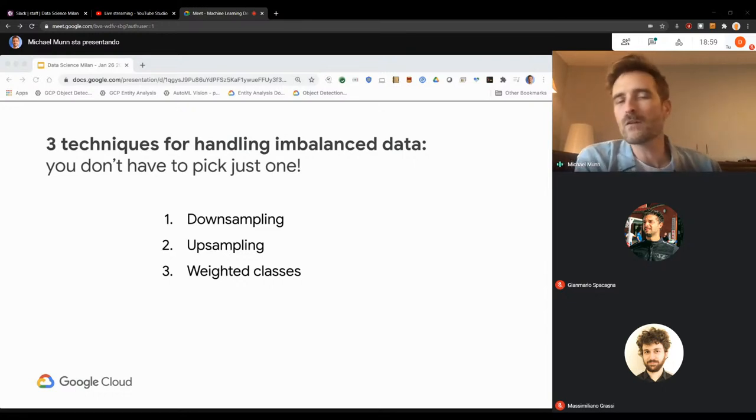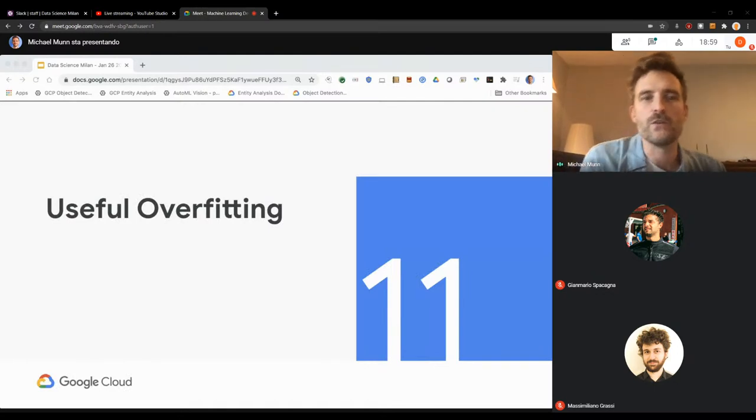If you've ever worked with imbalanced data, or you've come across this in a use case that you've worked on, you've probably found yourself experimenting with one or all of these techniques. Like with most machine learning modeling, it comes down to a lot of experimentation. You can try one or you can try multiple. Okay, so that's just a quick intro to rebalancing. Next, I'm going to go into useful overfitting.